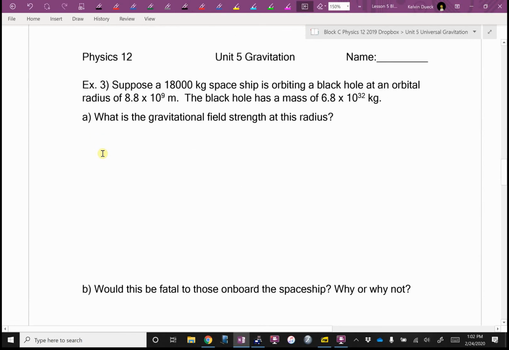Now let's talk about black holes. Example 3. Suppose an 18,000 kilogram spaceship's orbiting a black hole at an orbital radius of 8.8 times 10 to the 9th meters. The black hole has a mass of 6.8 times 10 to the 32. What's the mass of the sun? 10 to the what? I don't care about the number, but what's its 10 to the? And this is 10 to the 32.